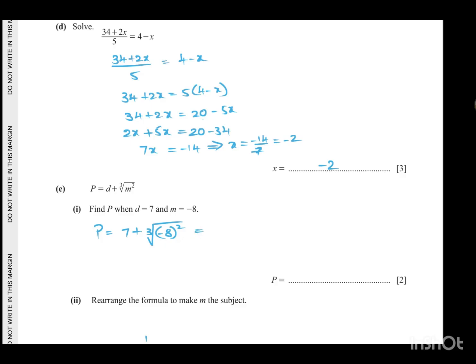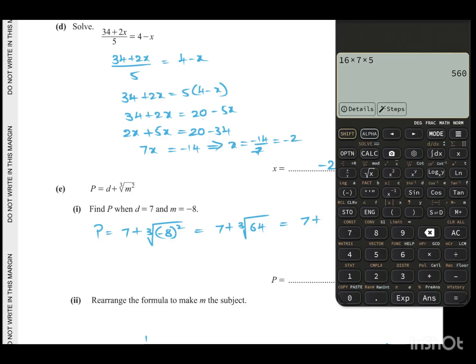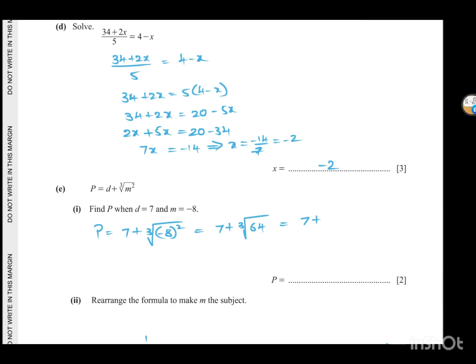Solve it. 7 plus cube root of minus 8 whole square is 64, and cube root of 64 will be 4. We can find out in the calculator. Cube root of 64, fifth key, 4. 7 plus 4, that is 11. So P is 11. Question number E1 is done.